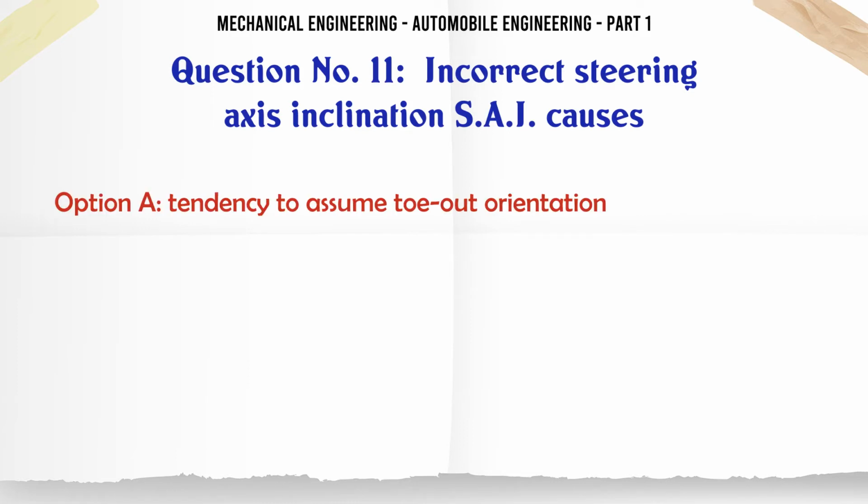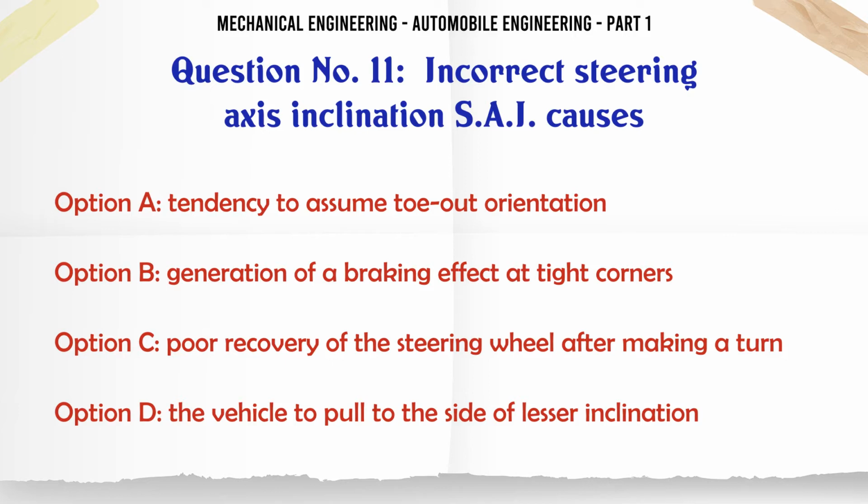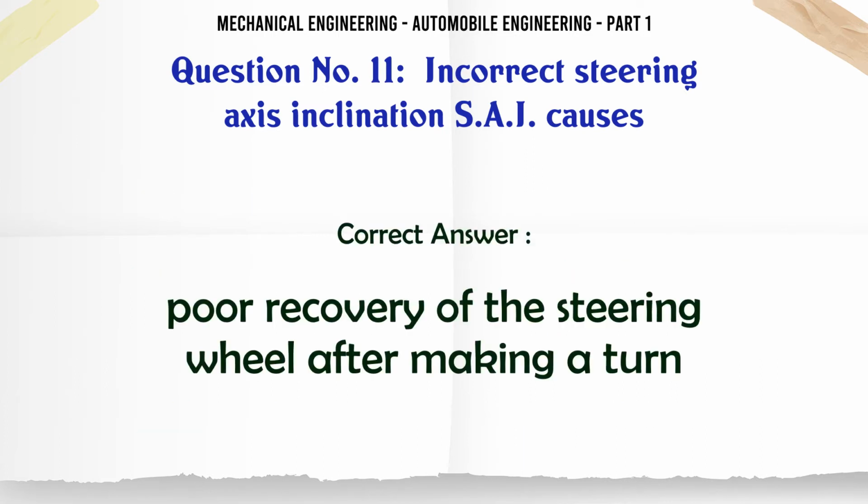Incorrect steering axis inclination (SAI) causes: A. tendency to assume toe-out orientation. B. generation of a braking effect at tight corners. C. poor recovery of the steering wheel after making a turn. D. the vehicle to pull to the side of lesser inclination. The correct answer is poor recovery of the steering wheel after making a turn.